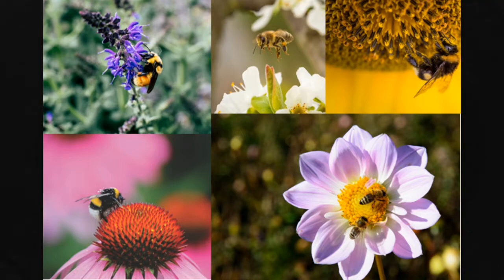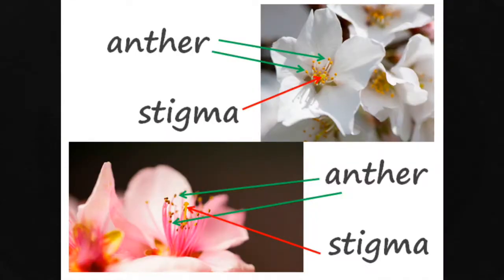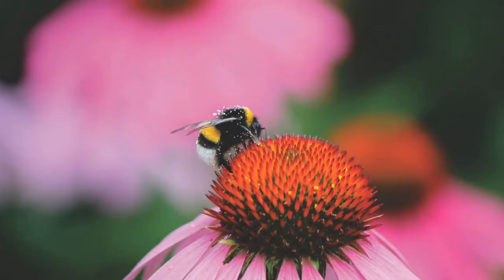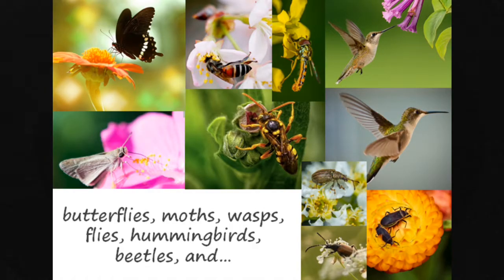A pollinator is an animal that helps the process of pollination by moving pollen from one part of a flower to another. However, it sort of happens accidentally. The pollen gets stuck to their legs or to their wings or to their head, and then it gets brushed off when they visit another flower. What other pollinators can you think of? Nice. Butterflies, moths, wasps, flies, hummingbirds, and beetles are common pollinators.